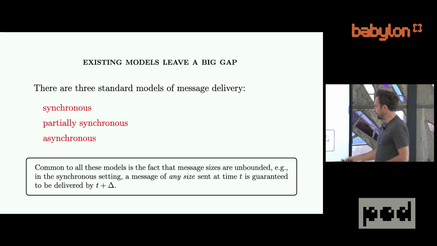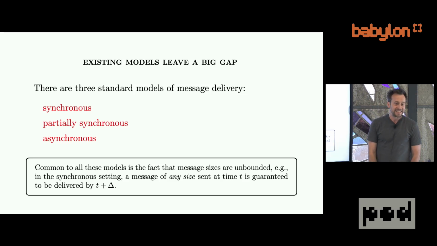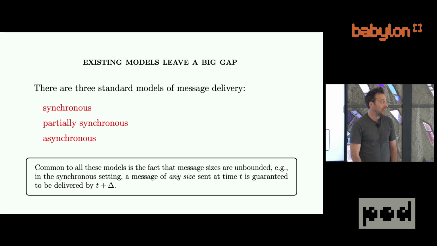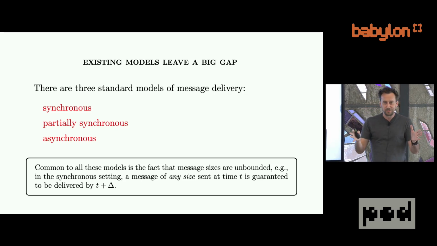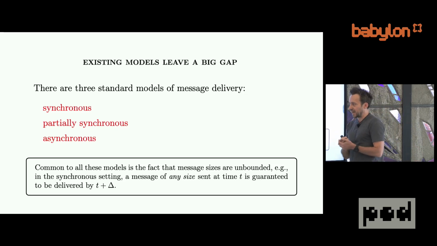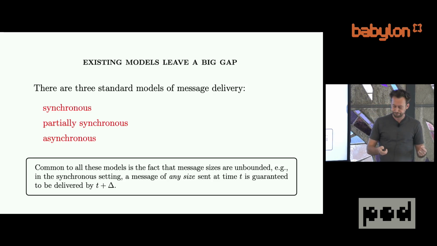So if you're in the synchronous setting, then a message of any size sent at time t is going to be guaranteed to be delivered by t plus delta. And there are good reasons for this simplification. Basically, we want to keep things nice and simple, obviously, but we want tidy models. And generally, if you're just analyzing basic properties such as consistency and liveness, maybe you can get away with this.